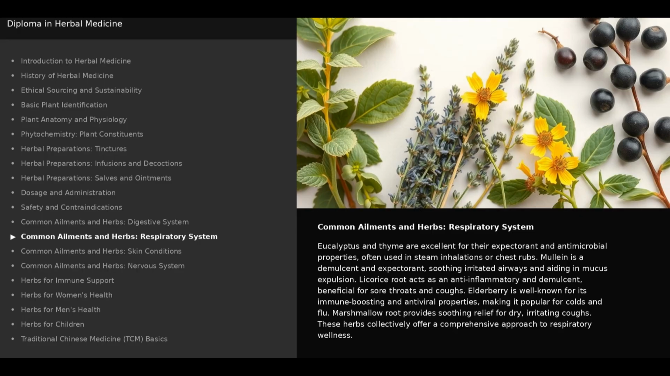Elderberry is well known for its immune-boosting and antiviral properties, making it popular for colds and flu. Marshmallow root provides soothing relief for dry, irritating coughs. These herbs collectively offer a comprehensive approach to respiratory wellness.